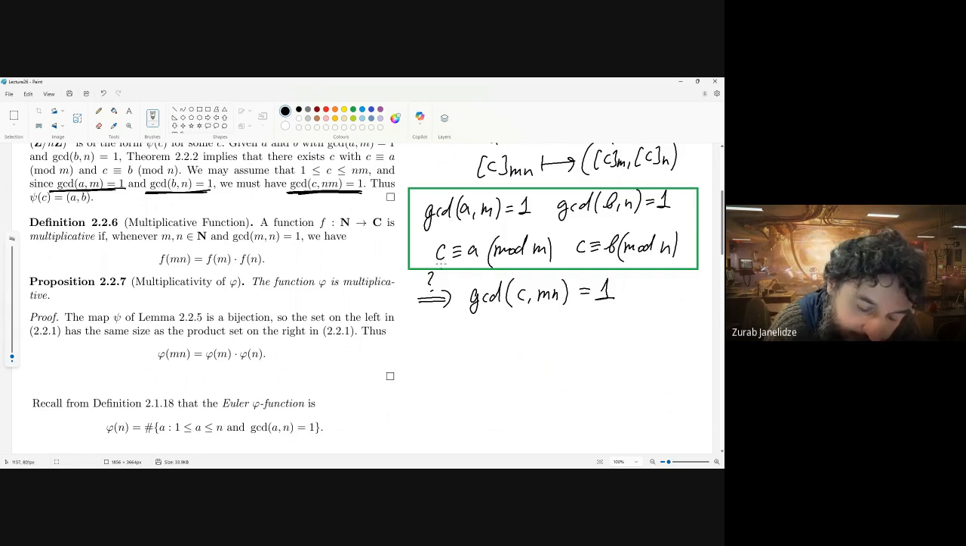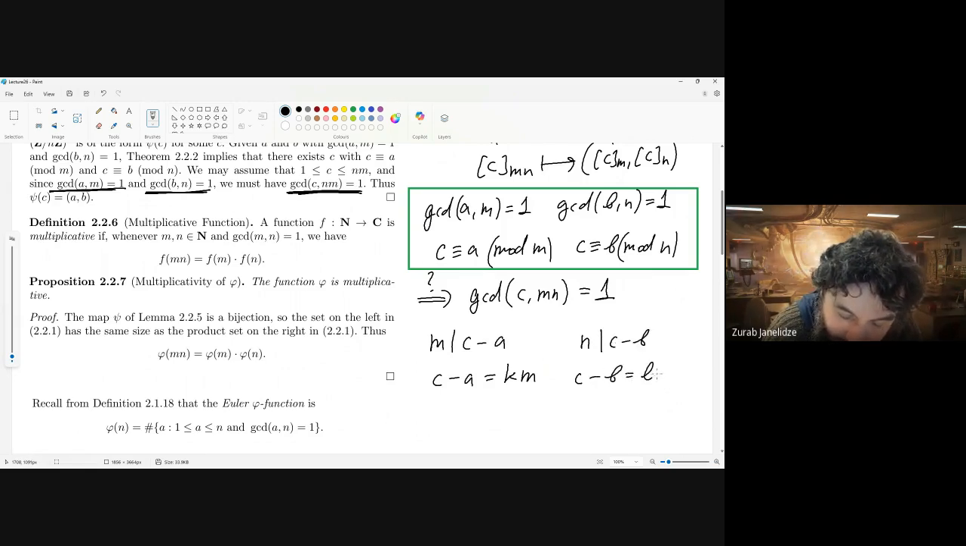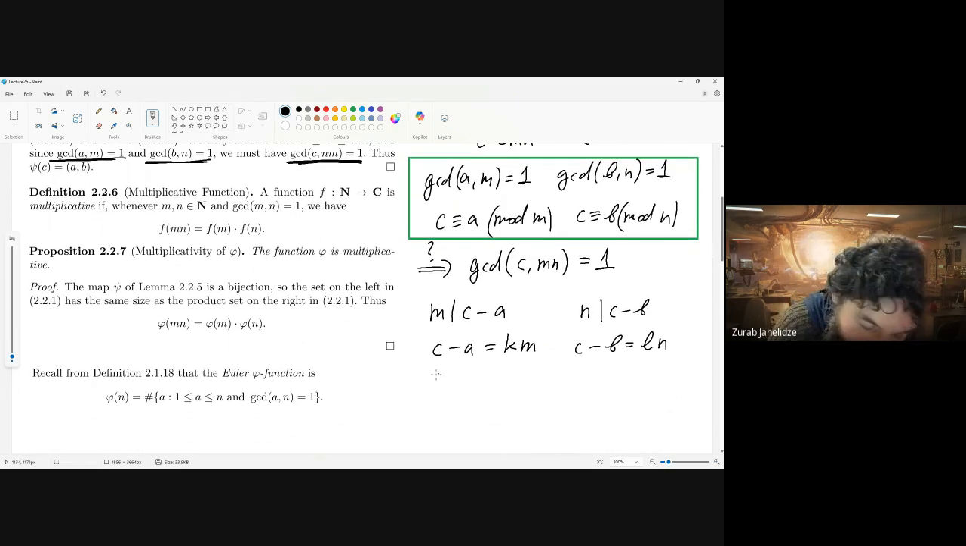I feel like expressing C in terms of A, and then kind of plugging it in here. So M must divide C minus A, and therefore C minus A must be equal to some K times M, right? For the same reason, N dividing C minus B gives that C minus B must be equal to some L times N, right? That makes C equal Km plus A, and also the same C equals Ln plus B.